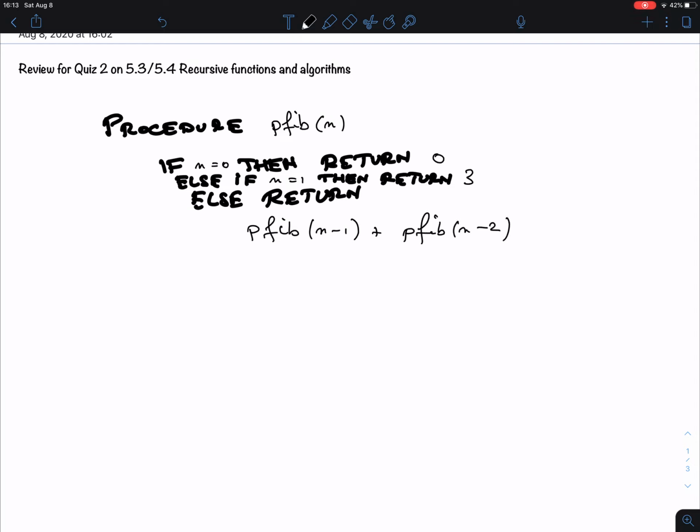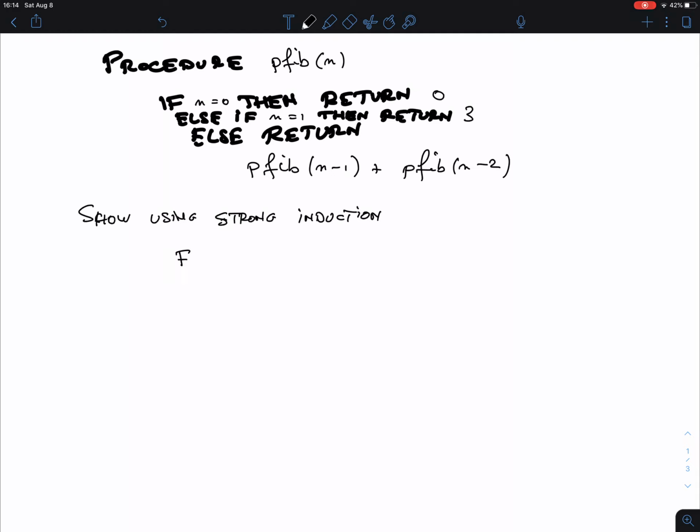Okay? And then what I want to do is show, and you need strong induction here, show using strong induction. Now, I'm not going to ask you to actually give a formula for this thing, because the formulas are quite complicated, but they exist. But prove by strong induction that the following formula is true: f1 squared plus f2 squared plus dot dot dot plus fn squared is equal to fn times fn plus 1, for all n at least 1.